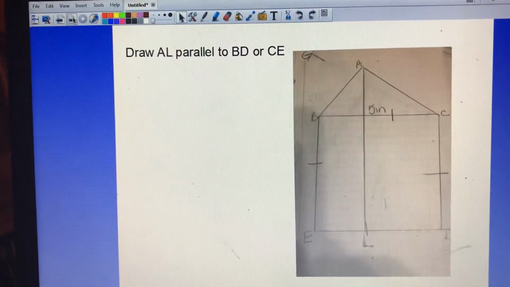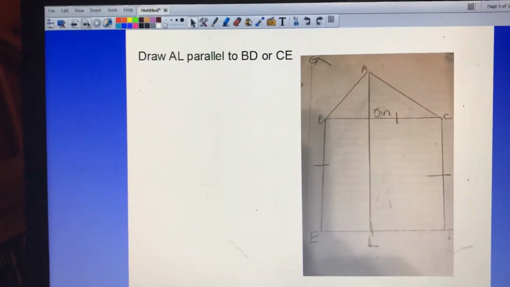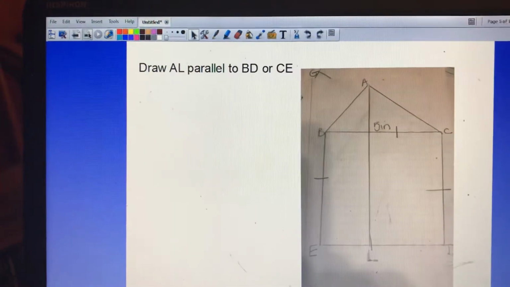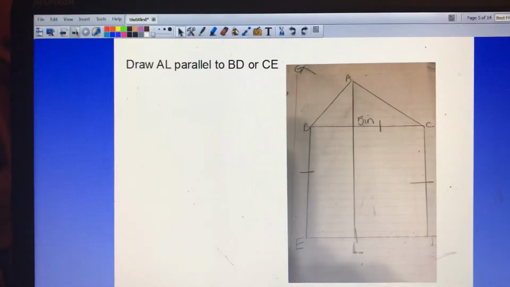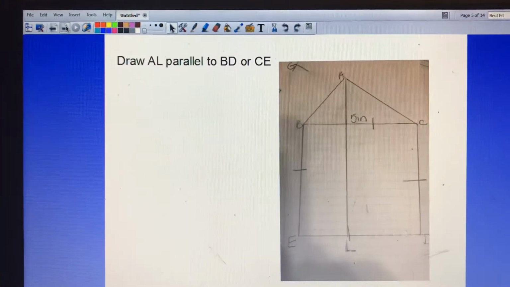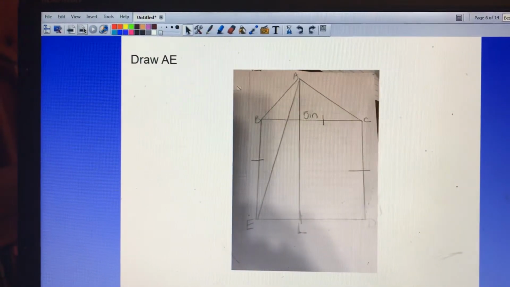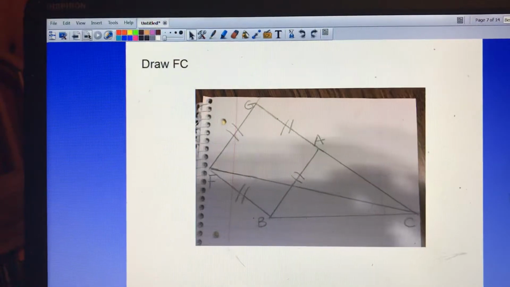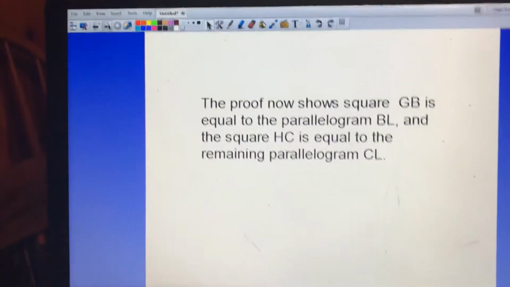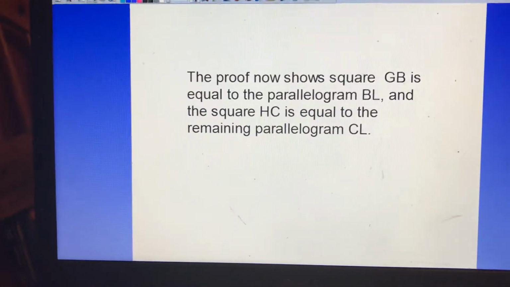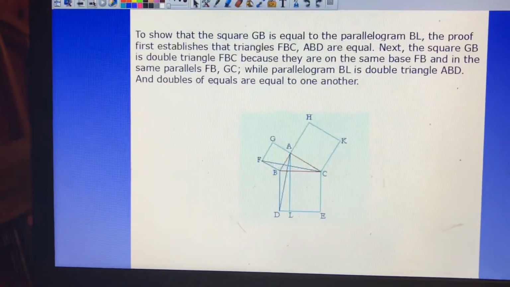I decided to draw a line from A to the line ED, creating AL, which is parallel to BE and CD. Then I drew another line from A to E, and a line from F to C, to show that square GB is equal to parallelogram BL, and square HC is equal to parallelogram CL.